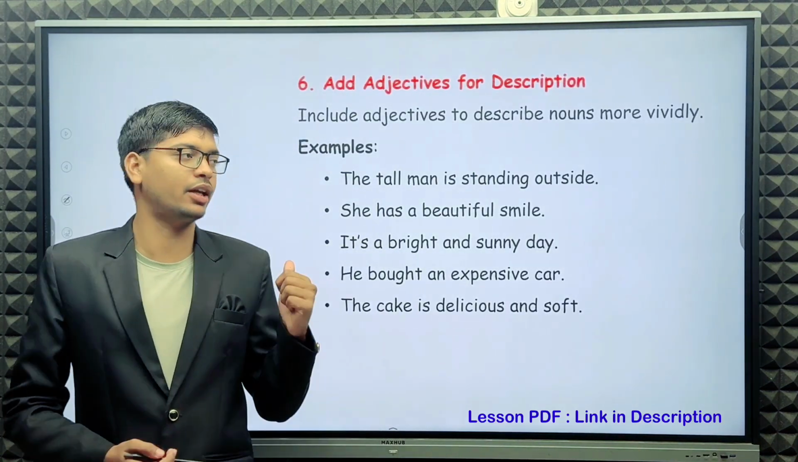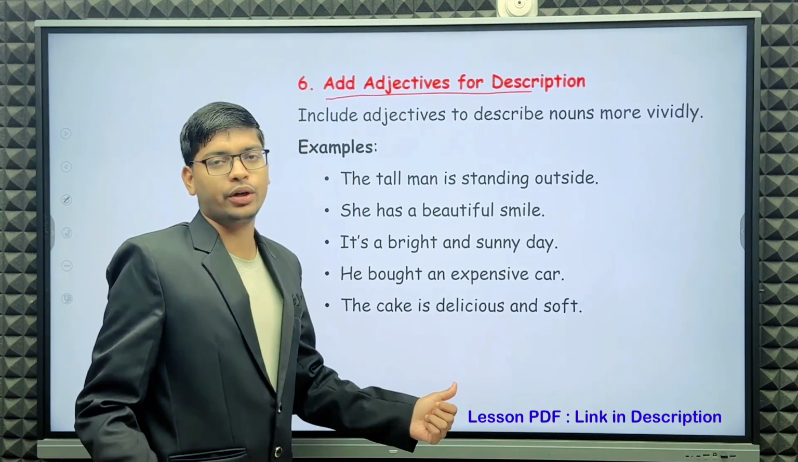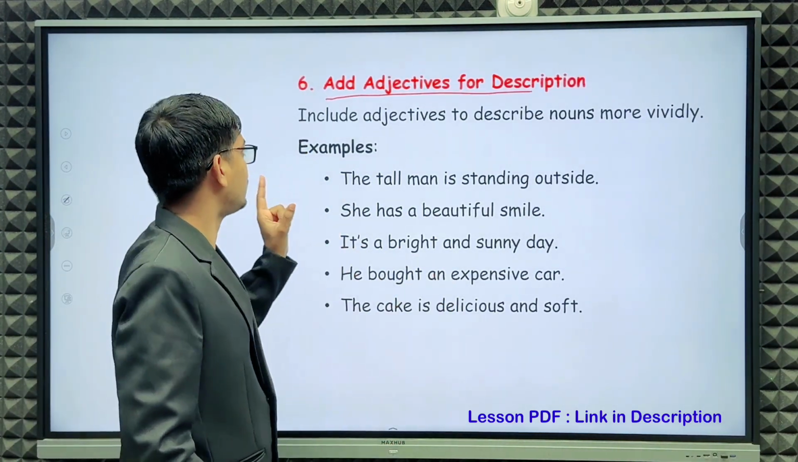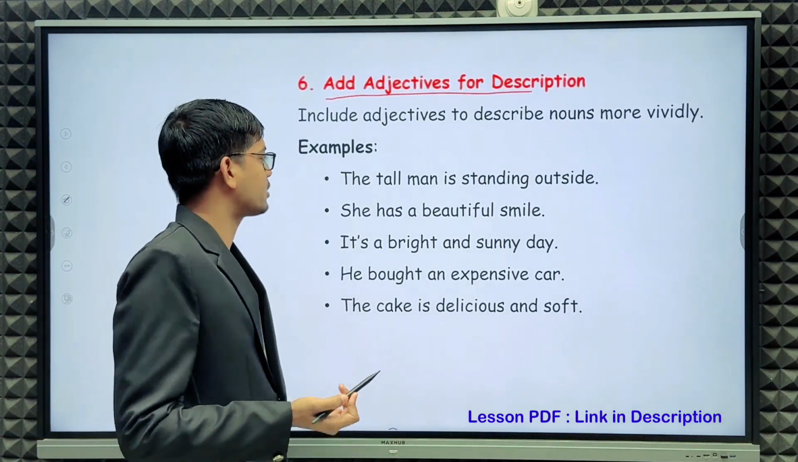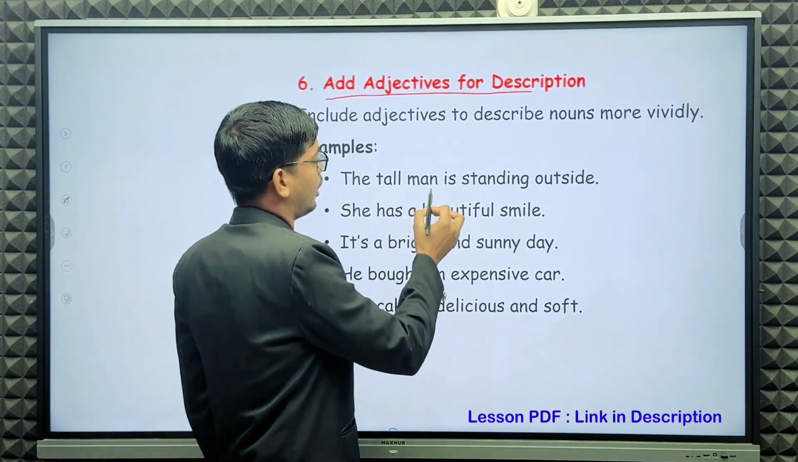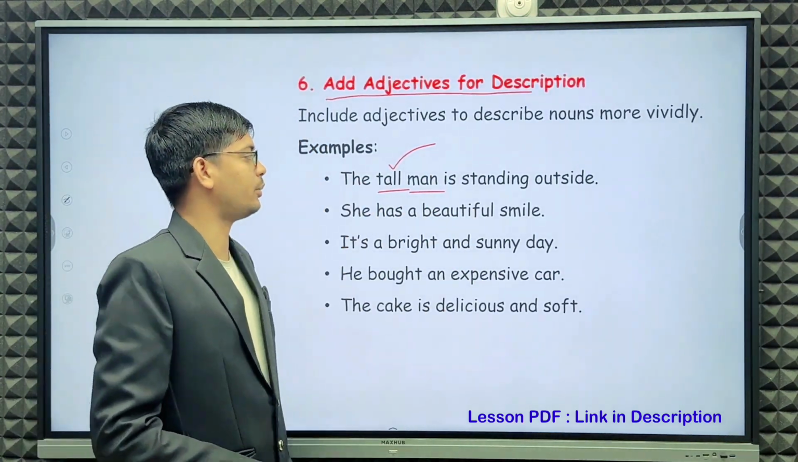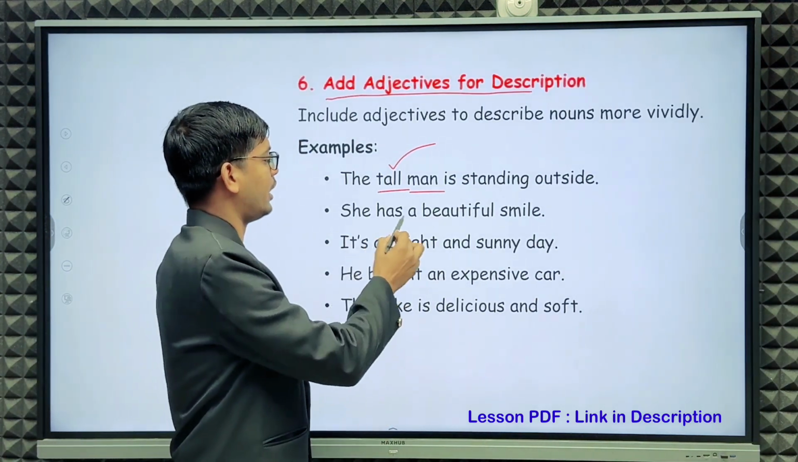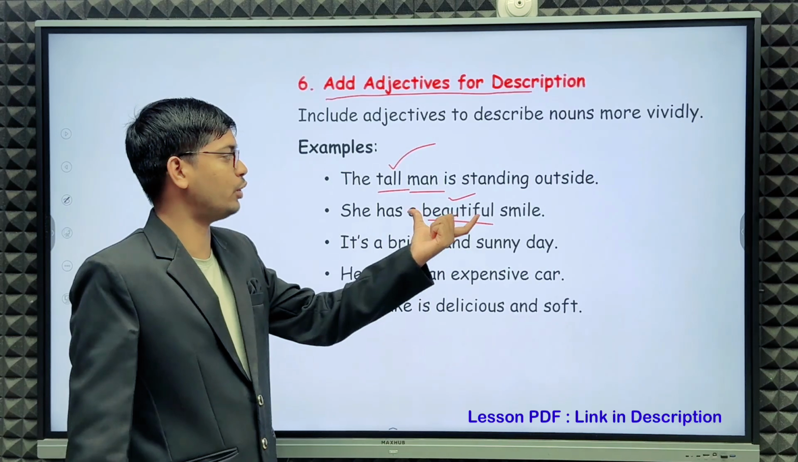Our next method is here, add adjectives. Add adjectives for description of nouns. Okay, include adjectives to describe nouns more vividly. Okay, example here, the tall man. Okay, so here tall is an adjective. Here the tall man is standing outside. She has a beautiful smile. So here beautiful is the adjective.